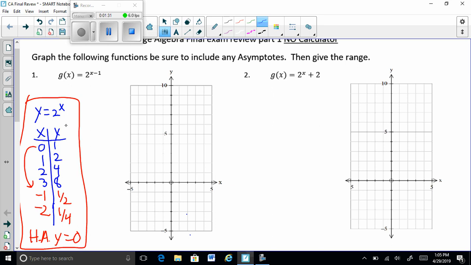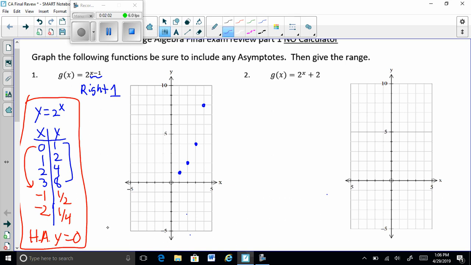Our graph is a little different though because we have that -1 right there. So that's going to cause a transformation to the right 1 unit. So what we're going to do is take these points right here and move them all to the right one. So at 1, 2, we go to the right. Then at 2, 4, we go to the right. And then at 3, 8, we go to the right. I'm not really going to worry about these other ones because the asymptote will guide me there.